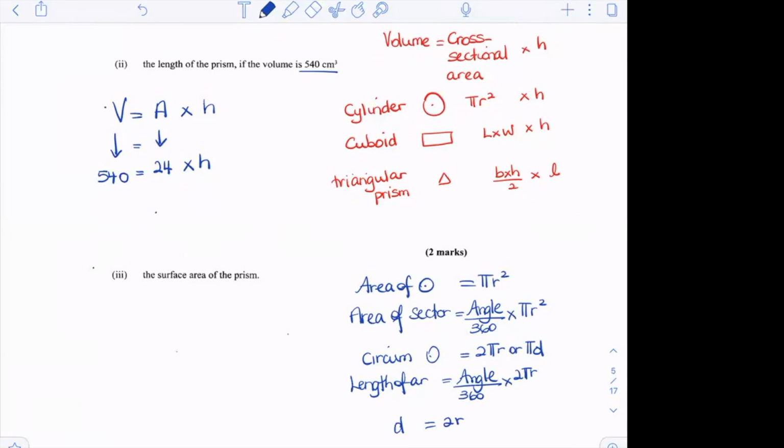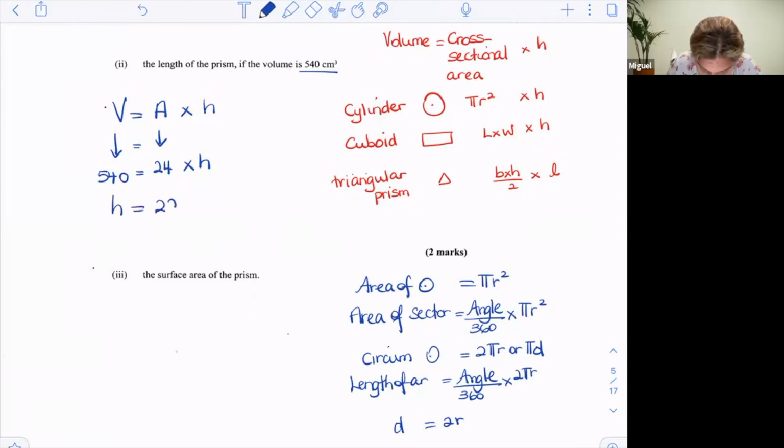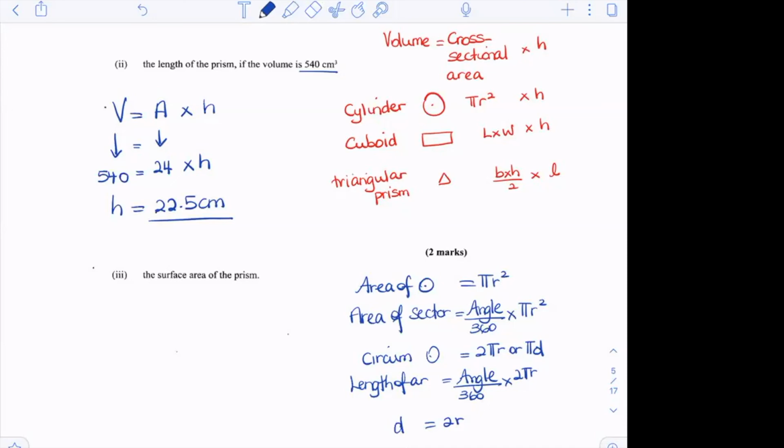22.5. Yes. Who could confirm that H is 22.5? Yes, miss. Yeah, miss. All right.